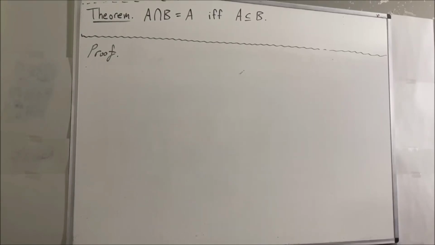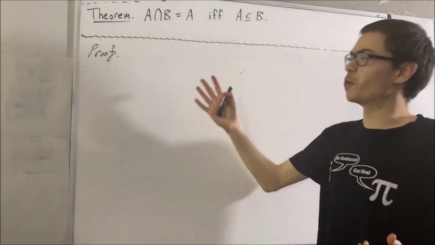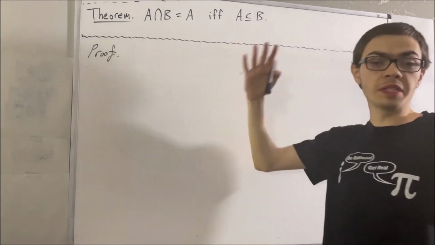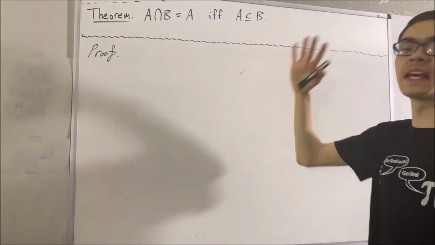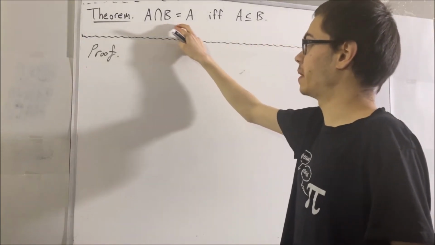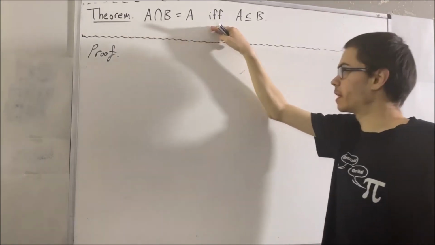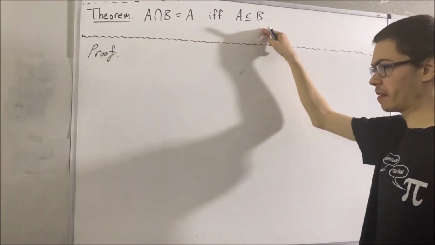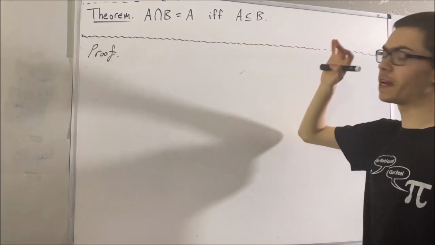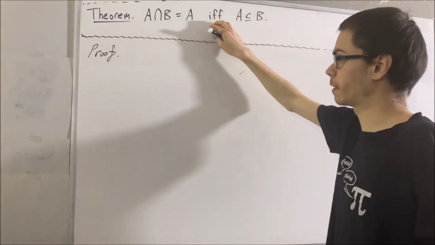Hello! In this video, we are going to prove the following theorem. Suppose A and B are sets. Then, A intersect B is equal to A if and only if A is a subset of B. So really, we're trying to prove a statement containing if and only if.